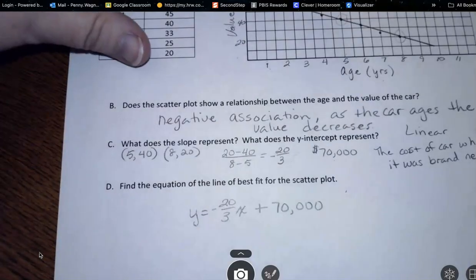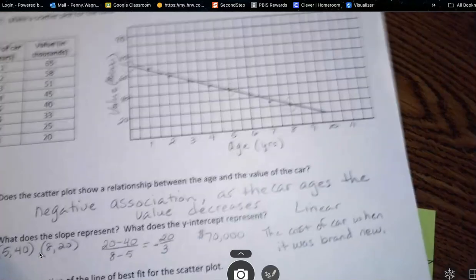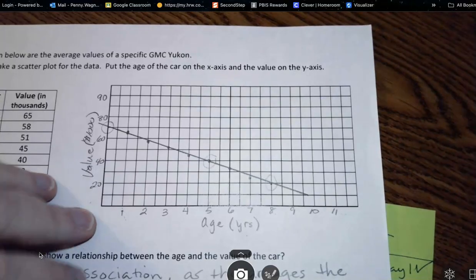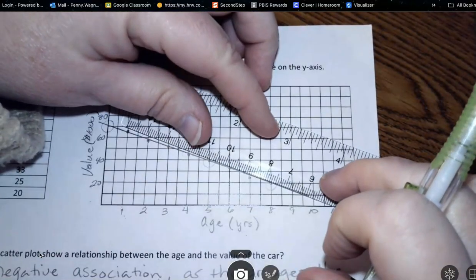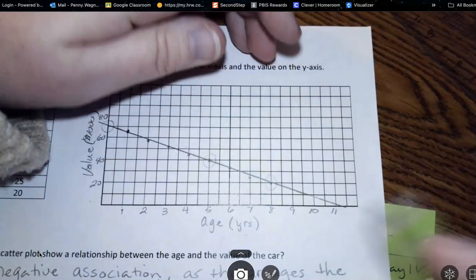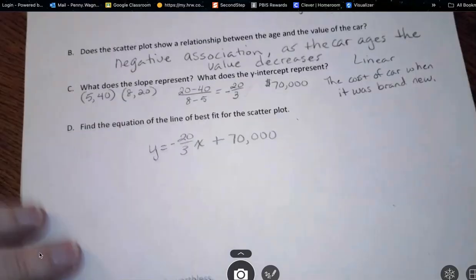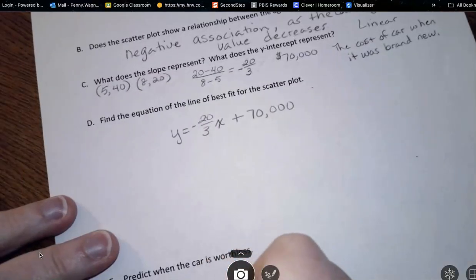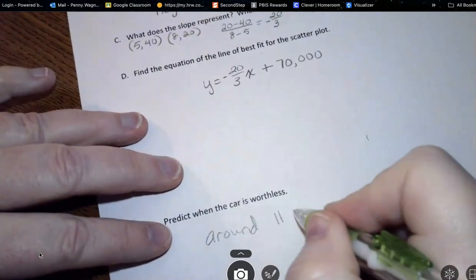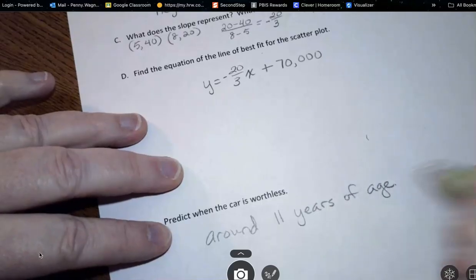Okay. When do you feel the car would be worthless? If we look at our graph to find out when this line would continue down till it hit 0, it looks like it comes out for just a little over 11 years. So around 11 years of age. Okay?